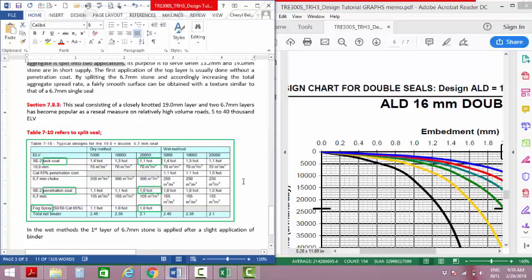So it's very important to understand whether a fog spray, whether a bitumen emulsion paint coat is available or not, to understand if we're using the dry method or the wet method.